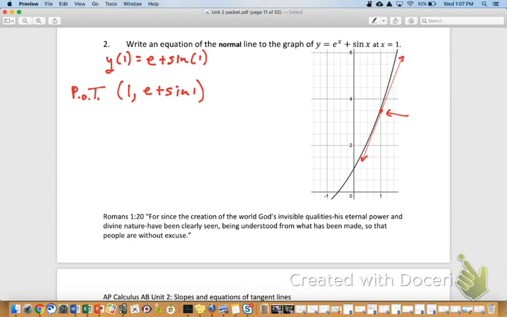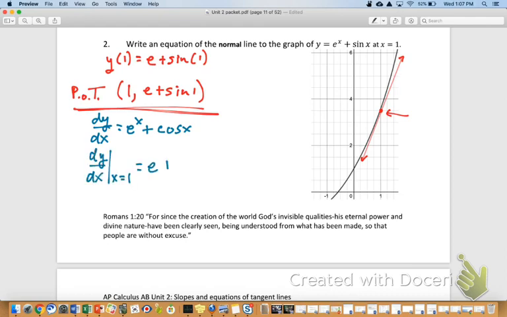The challenge for us is to find not just the point of tangency, but also the slope of the tangent line. So how do I find the slope of the tangent line? Find the derivative, dy/dx. So dy/dx equals, what's the derivative of e to the x? Yay, we love that. Plus, what's the derivative of sine of x? Positive cosine, yep. That is your derivative in terms of x. I do not want my derivative in terms of x in the end. I want my derivative evaluated where? At 1. So dy/dx evaluated at 1 gives me e to the first plus cosine of 1.